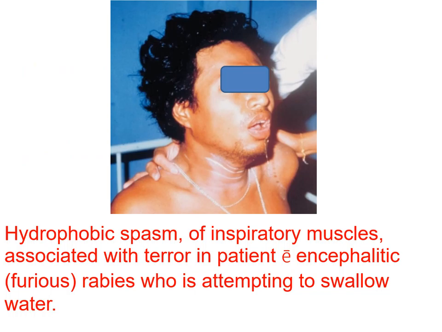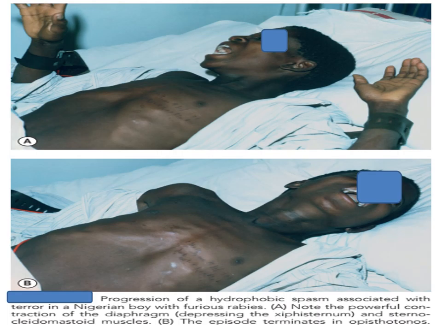This figure shows hydrophobic spasm of inspiratory muscles associated with terror in a patient with encephalitic furious rabies who is attempting to swallow water. This Nigerian boy shows progression of hydrophobic spasm associated with terror in furious rabies. A, the upper one, shows powerful contraction of the diaphragm, as pointed out by depression of the xiphisternum, and sternocleidomastoid deepening. B, the lower one, shows the episode terminating in opisthotonus.